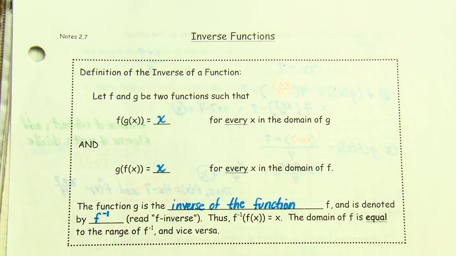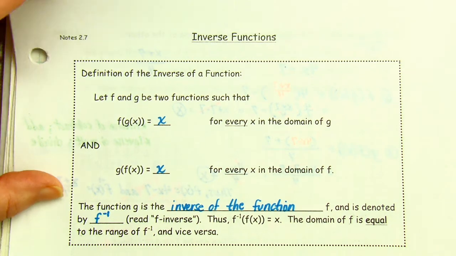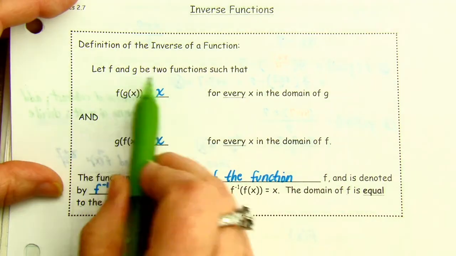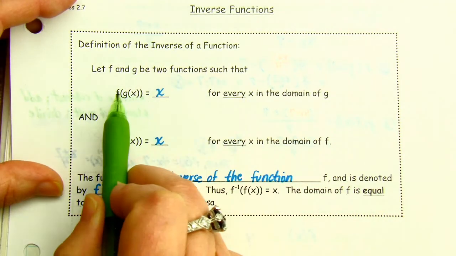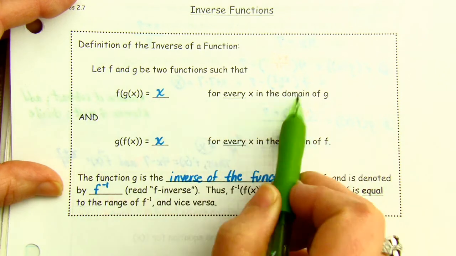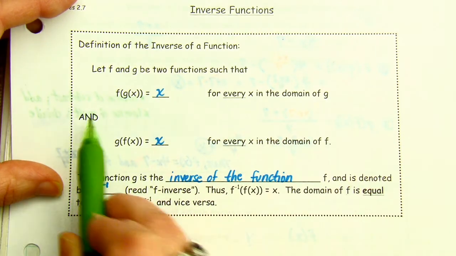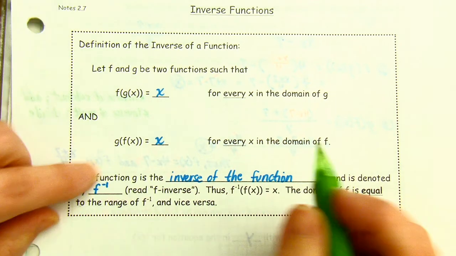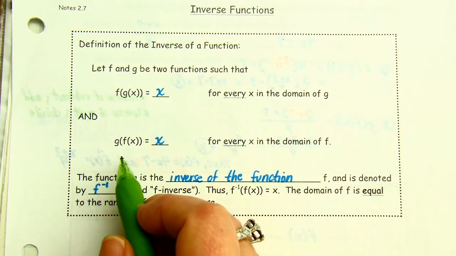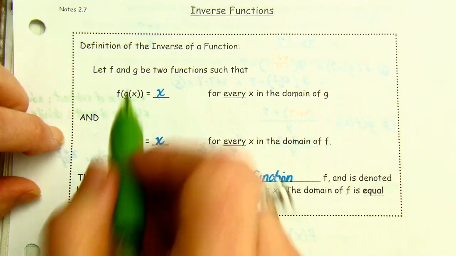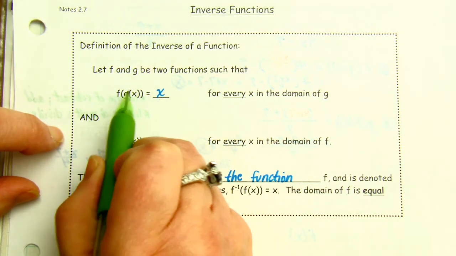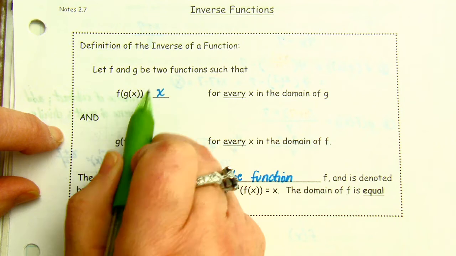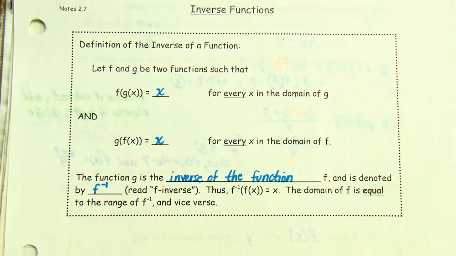All right, definition of the inverse of a function. Let f and g be two functions such that f of g of x equals x for every x in the domain of g, and g of f of x equals x for every x in the domain of f. Okay, they're talking about the inside. Remember when we spoke about the domain of the composite function, you had to include all restrictions of the inner function and then the composite as a whole. But when you find f of g of x and then g of f of x, if they both equal x, then the two functions are inverses of one another.